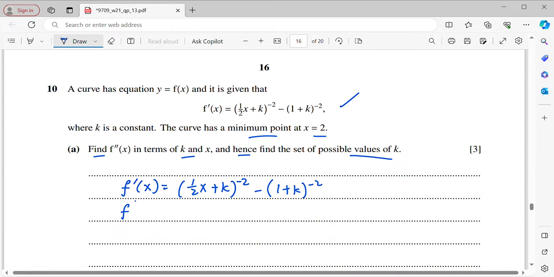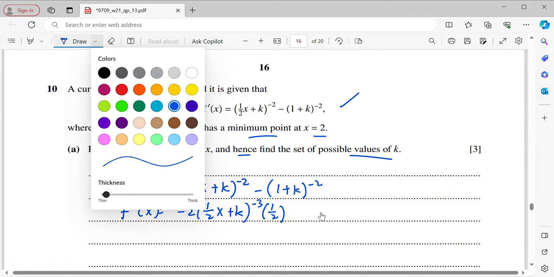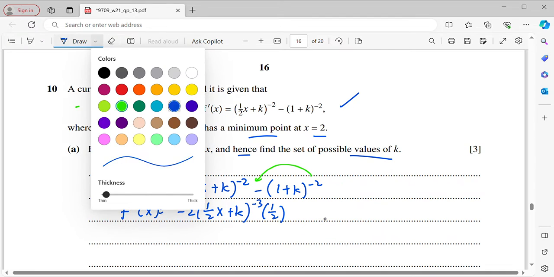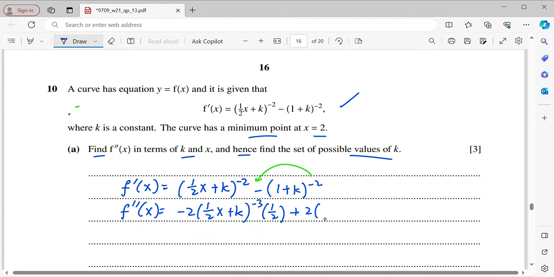So my f double prime x, I bring down the negative 2, rewrite the whole bracket, then the degree you minus another 1, means that becomes minus 3. Then differentiate half x, it will be half. Okay, then this negative 2 degree move down, becomes plus 2. So I will get plus 2 bracket 1 plus k. The existing degree is minus 2. So now you minus another 1, becomes minus 3.